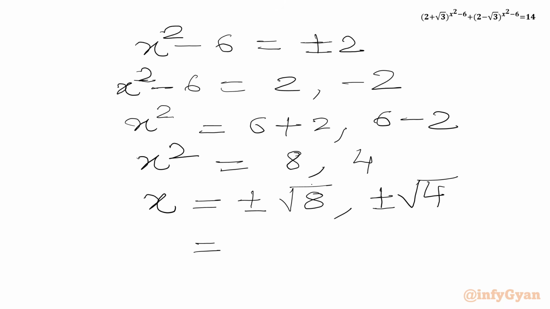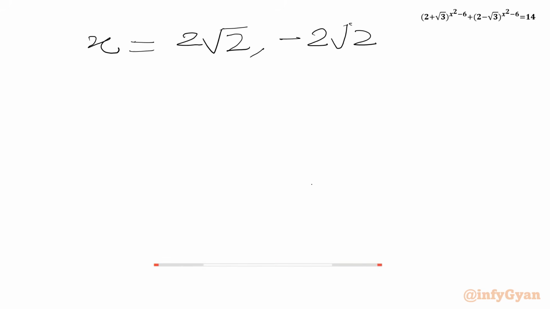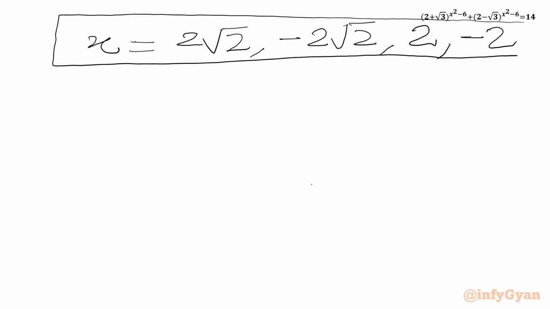Now we know that square root 8 can be written as plus minus 2 root 2. And square root 4 is 2, so plus minus 2. So we have 4 real values of x which will satisfy our exponential equation. So I will write here x equal to 2 root 2, minus 2 root 2, plus 2 and minus 2. 4 real values of x will satisfy our equation.